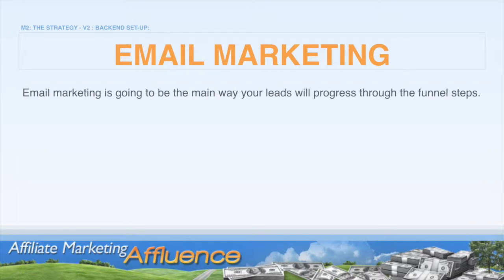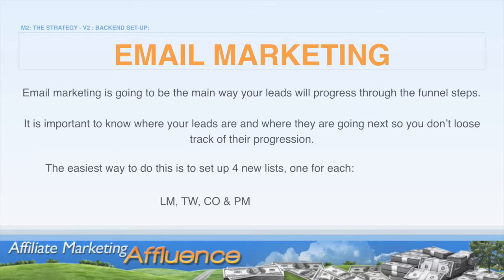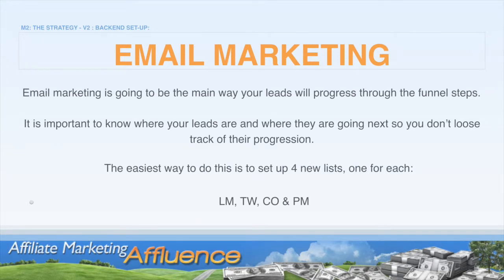So as we discussed, email marketing is going to be the main way that your leads progress through your mini funnel. Now, it is important to know where your leads are and where they are going next, so you don't lose track of their progression. And the easiest way to do this is to set up 4 new lists, one for each of the lead magnet, the tripwire, the core offer, and the profit maximizer.